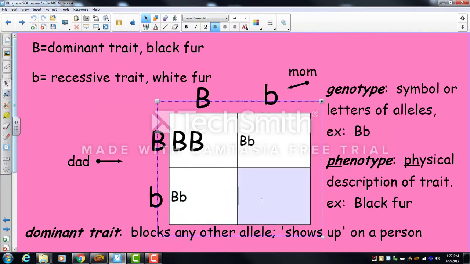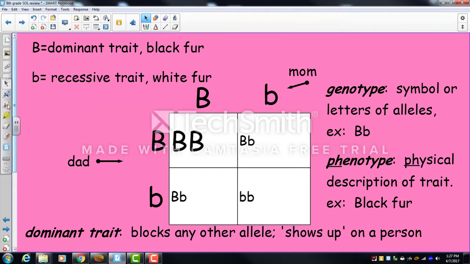Then we get to the last little offspring. Dad contributes a lowercase b. Mom contributes a lowercase b. And guess what? Lowercase b, white fur.